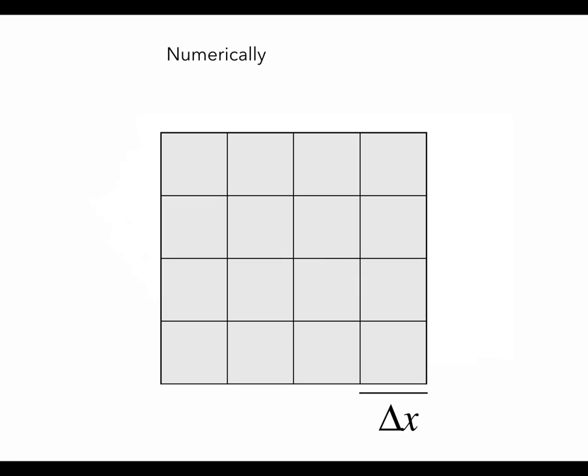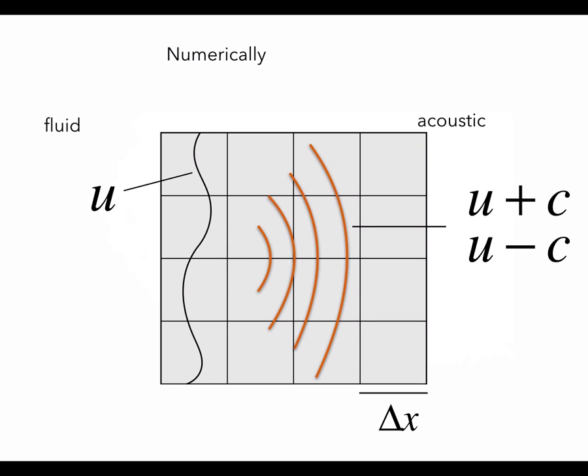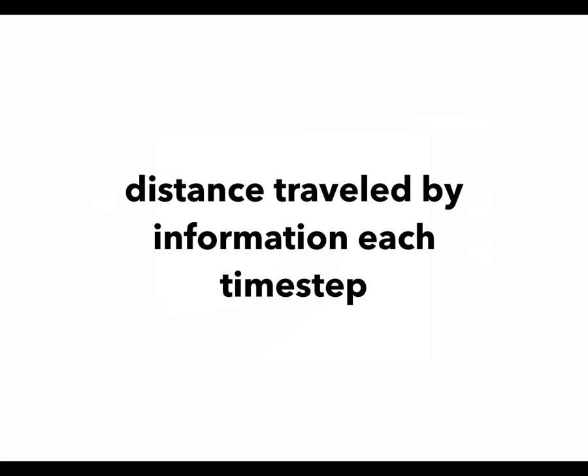Okay. So numerically, on a computational grid, we're going to look at a fluid front or a gas front. So that's the vortex that is forming and spinning, and that's moving at a velocity u. That's the advective motion. And then you have acoustic waves moving at u plus c and u minus c, which are moving in all directions. These are the sound waves. Okay. So now let's ask the question, what is the distance traveled by information in each time step? So we have two types of information: information moving with the acoustics and information moving at the advective scale.